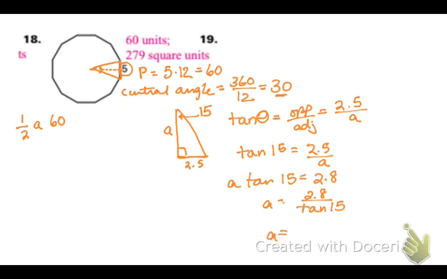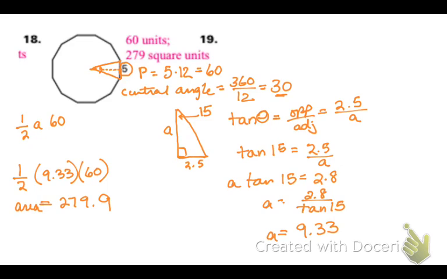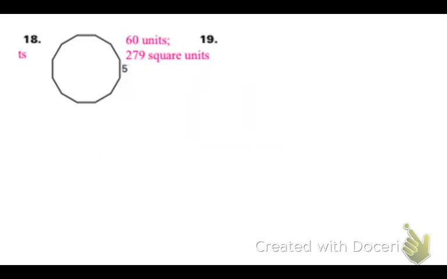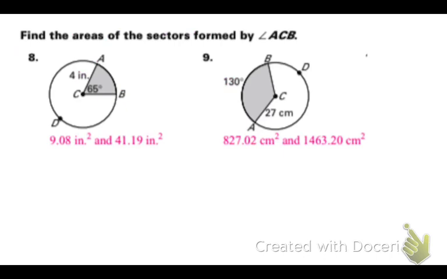A, the apothem, is 9.33. So I come over here, 1/2 my apothem, which is 9.33, times my perimeter, which is 60. Okay, and that's going to be equal to, my area is going to be equal to 279.9. Okay, and there we are, 279.9. It looks like I skipped 17, but that's okay. I think you guys can do it.